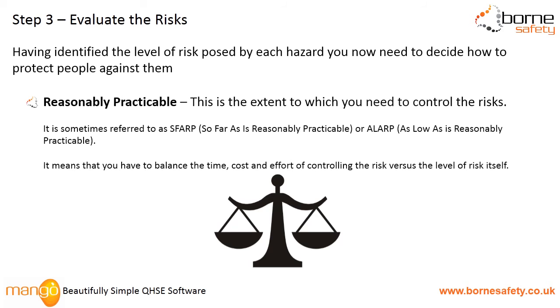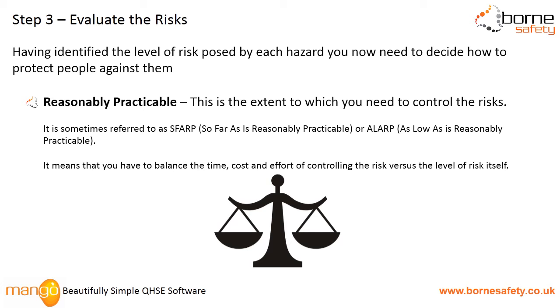So now that we've done that, we need to decide how we're actually going to protect people against these risks that we've identified. And the extent legally that you have to do this is what is reasonably practicable. So you have to do what is reasonably practicable to control the risks. There's a couple of ways that this is often expressed. SFARP, so far as is reasonably practicable, and ALARP, which is as low as reasonably practicable. But basically, what it means is that you have to balance, when selecting control measures, the time, the cost, and the effort of controlling the risk versus the risk itself.